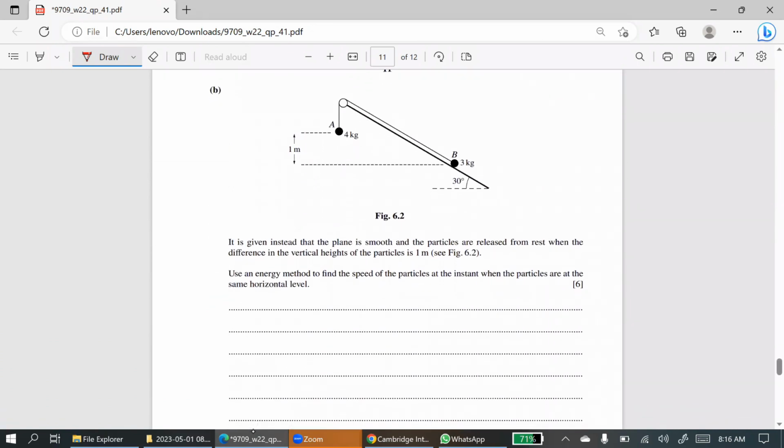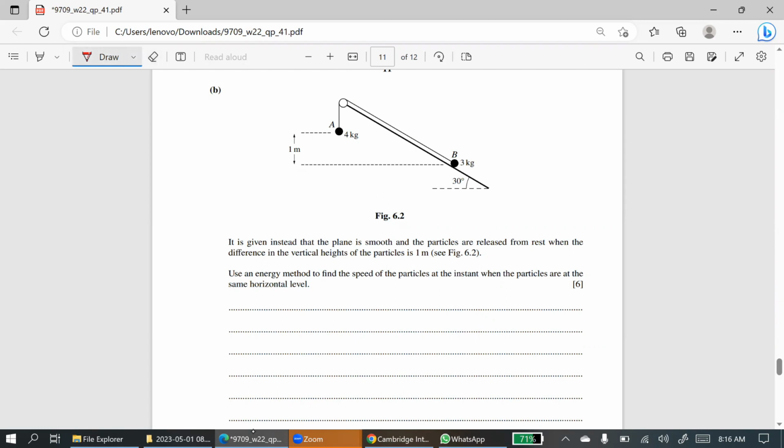In part B, it is given instead that the plane is smooth and the particles are released from rest when the difference in the vertical heights of the particles is 1. Initially, the distance between the vertical heights of the particles is 1. Use the energy method to find the speed of the particles at the instant when the particles are at the same horizontal level.